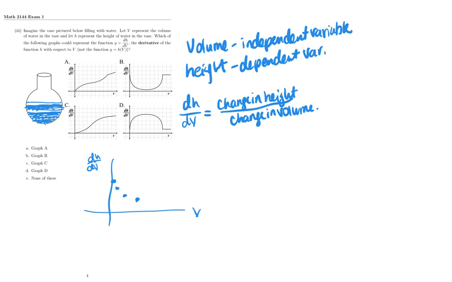And then as I continue to add fixed amounts of volume, my height is going to be increasing at a faster and faster rate until I get here. And then whatever that rate is, fixed changes in volume should give me the same change in height. So my dH/dV will be a constant for those. So it should end up giving me graph B.